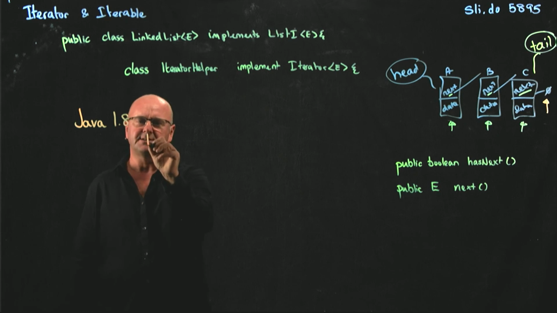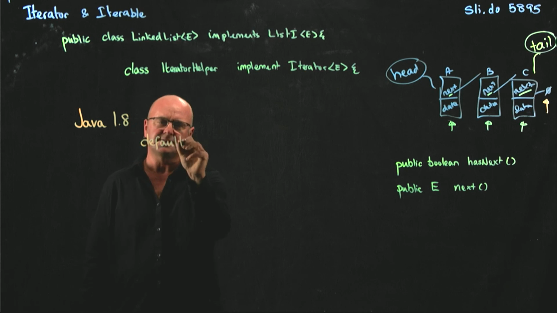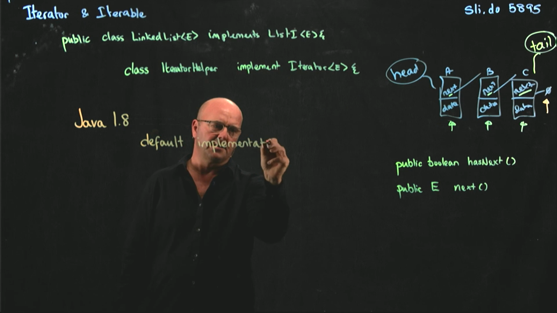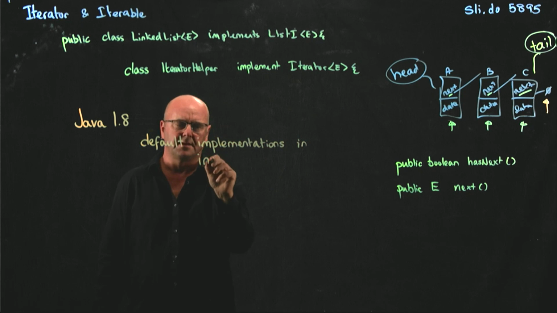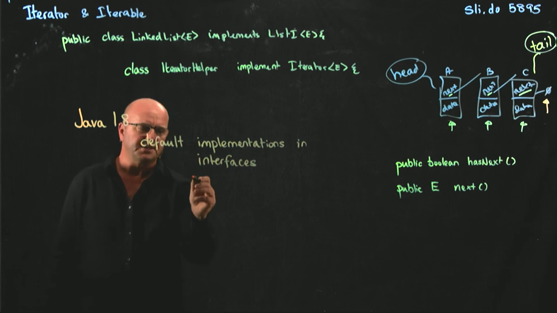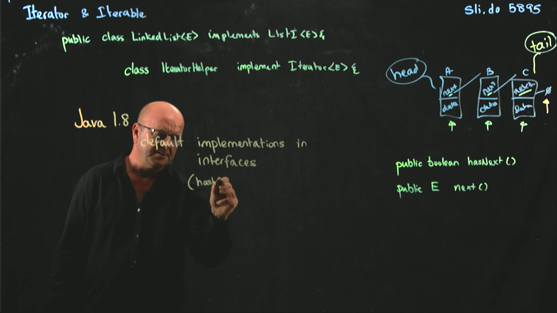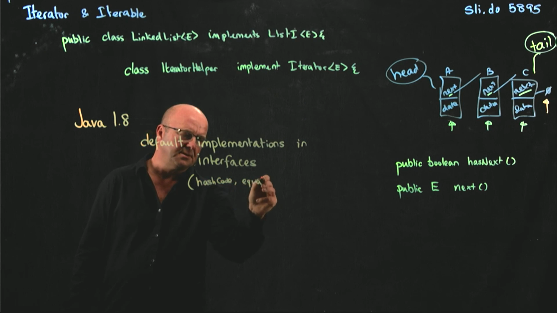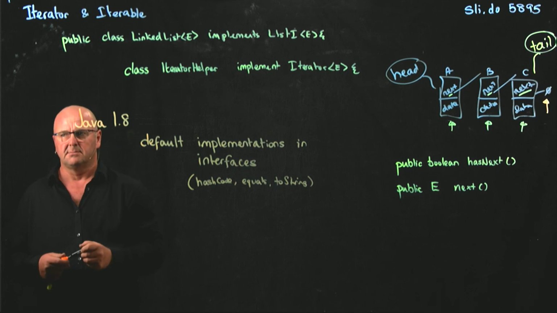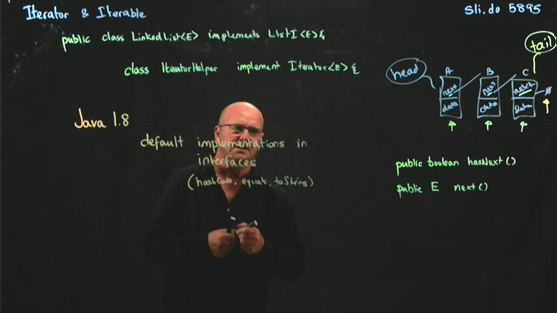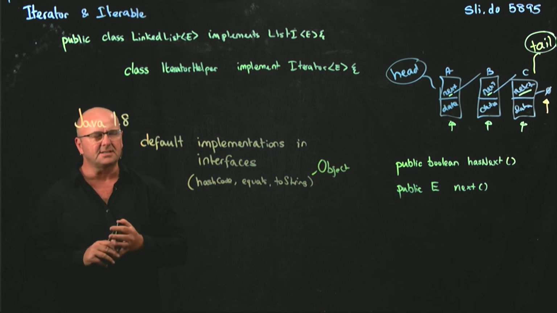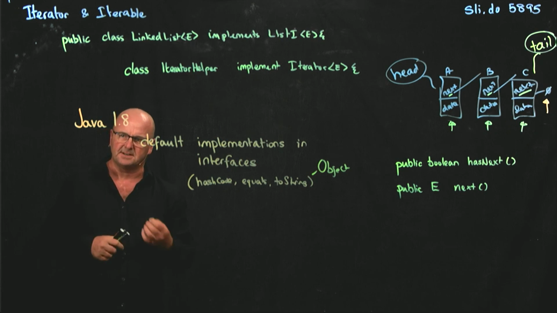interfaces can provide default implementations of methods. The only methods that you can't provide default implementations of are hashcode, equals and toString. And why is that? Because those default implementations are in object, right? So the first change is that implementations in interfaces can provide default methods.